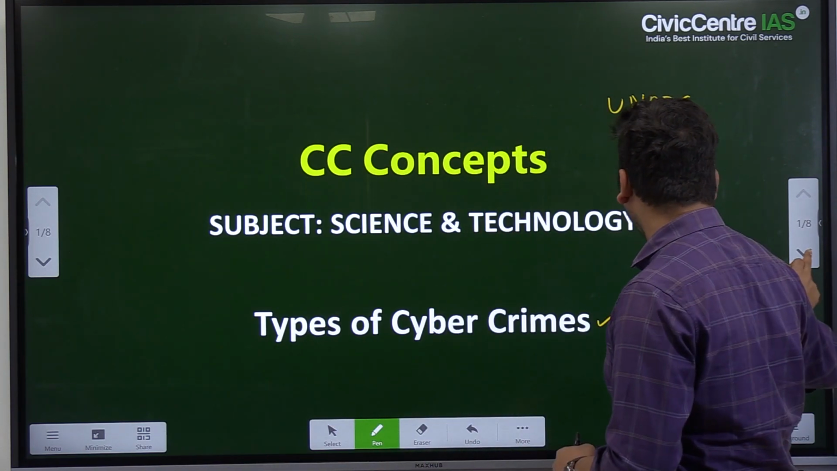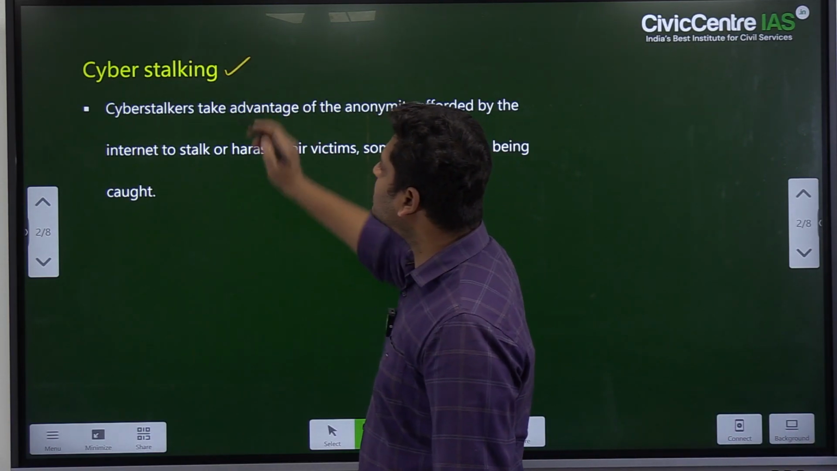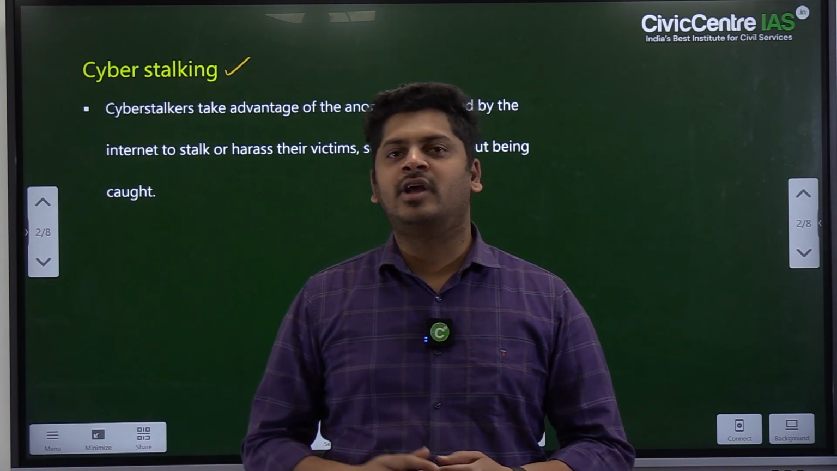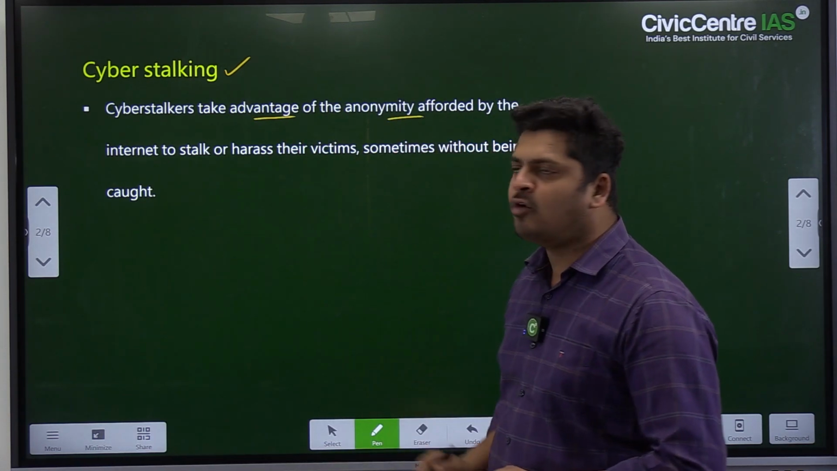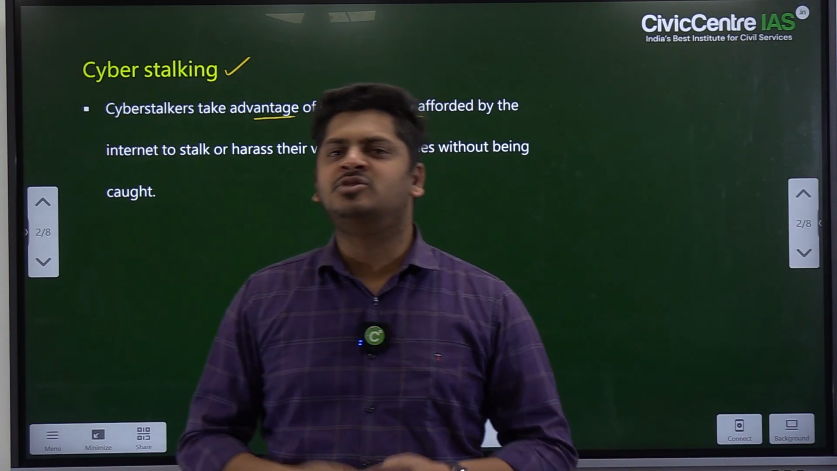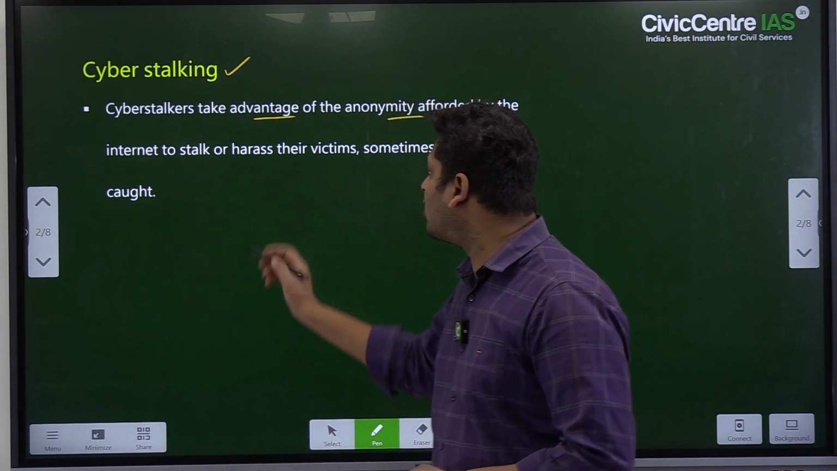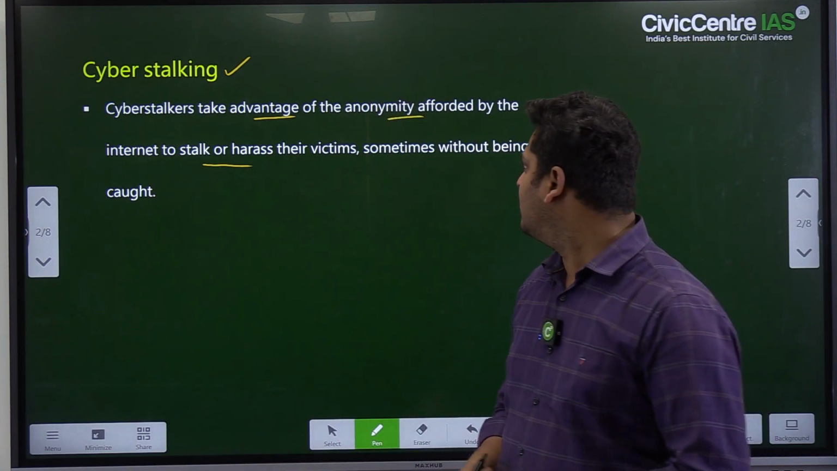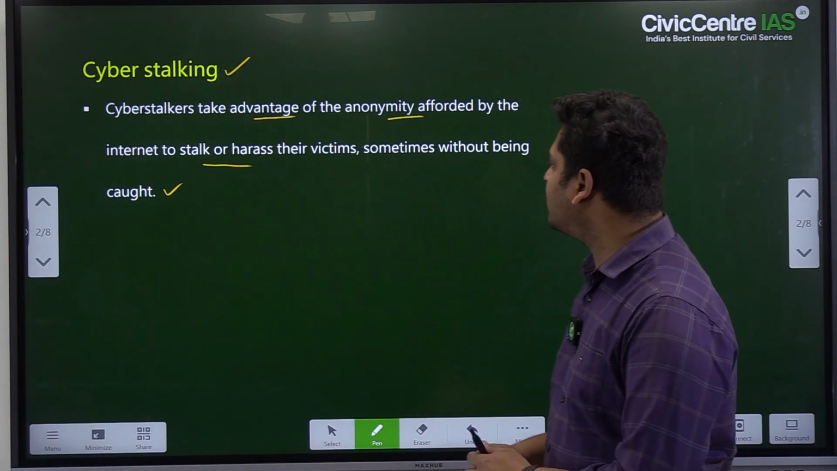Now, if you look at the different types of the cybercrimes, the first one is cyber stalking. So, what is stalking? Stalking is nothing but following someone's steps and following what they are doing, right? So, cyber stalkers take the advantage of the anonymity which is afforded by the internet, because you don't know what the other person is doing, right? They try to stalk or harass someone, whom we call the victims, who get harassed or stalked, and sometimes without being caught. Sometimes it is very difficult to trace their steps also. So this is the first type, which is nothing but cyber stalking.